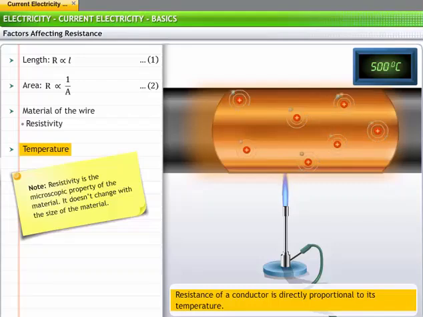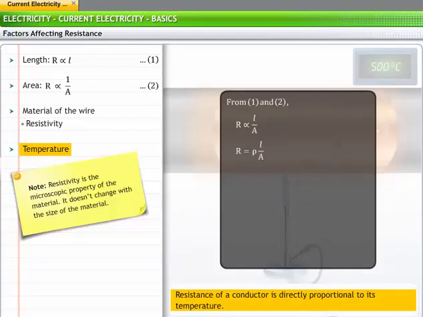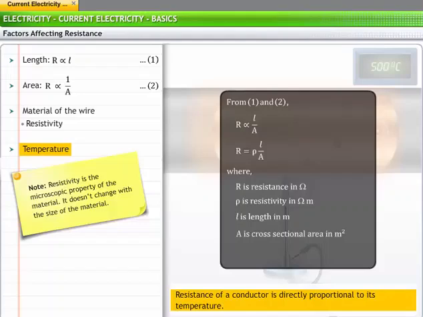The variables affecting resistance can be mathematically written as R = ρL/A, where R is the resistance in ohm, ρ (rho) is the resistivity in ohm meter, L is the length of the conductor in meter, and A is the cross-sectional area of the conductor in meter square.